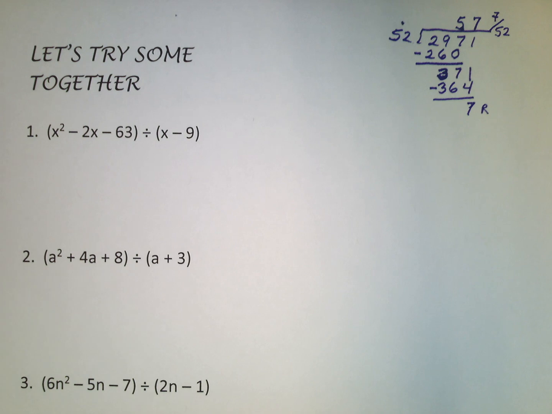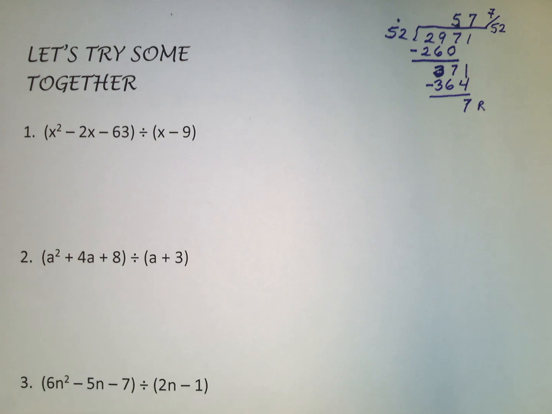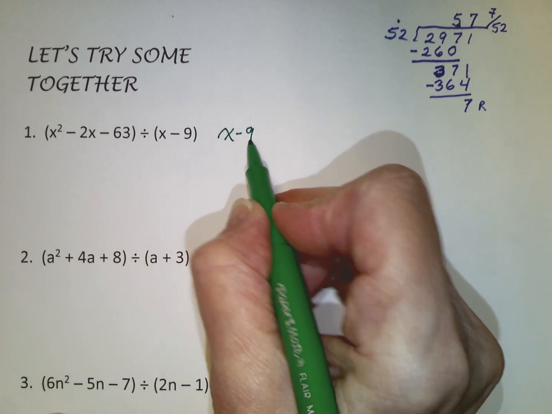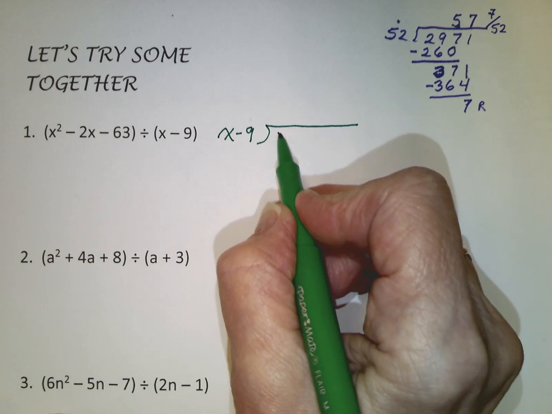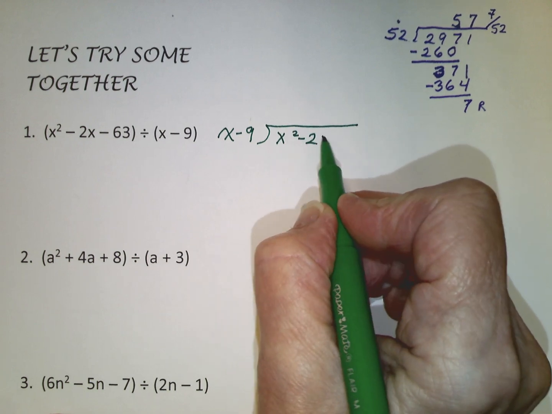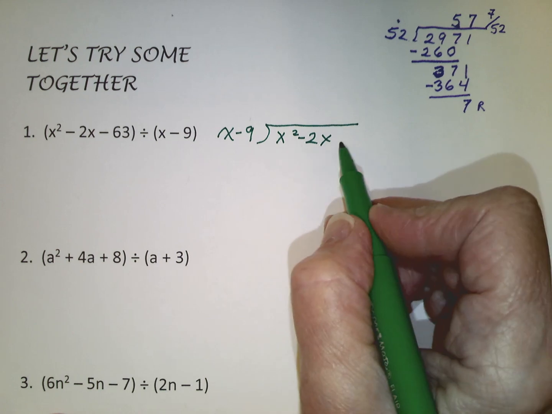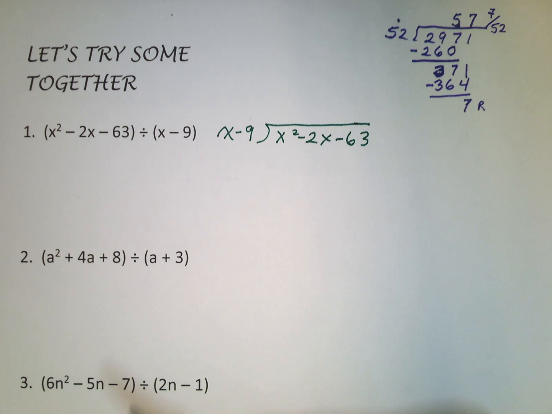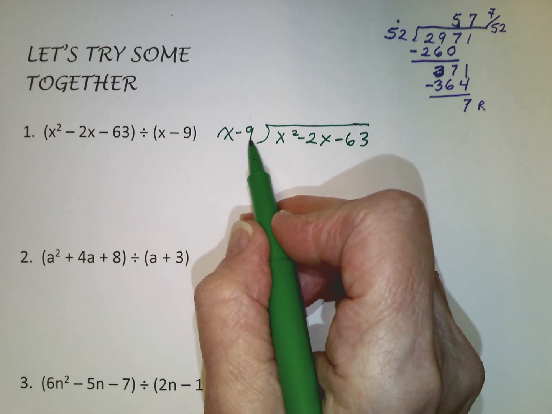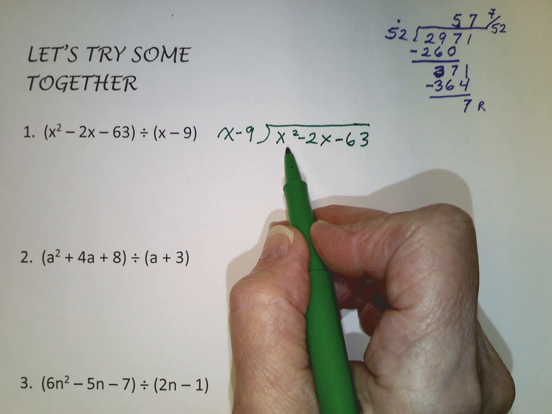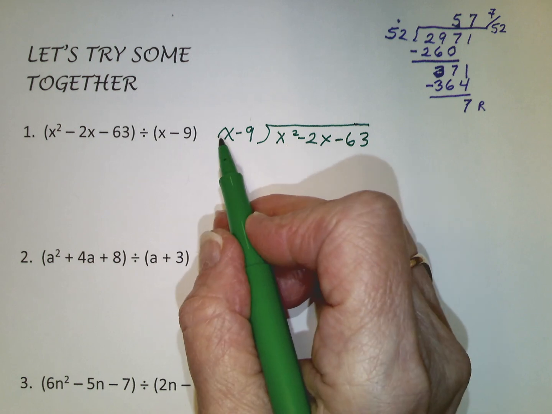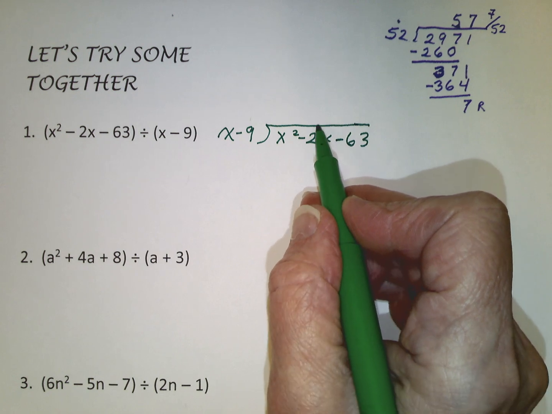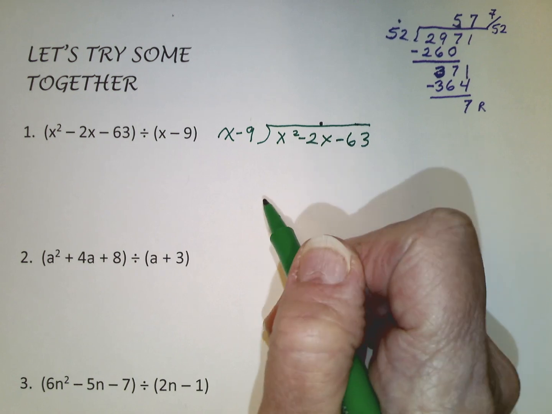They're going to start off looking the same. We're going to put the divisor on the outside, the x minus 9. And we are dividing a lower degree into a higher degree. We can take 2 terms into 1 term. But we can take 2 terms and divide them into 2 terms. So our first answer is going to go up here above the negative 2x.